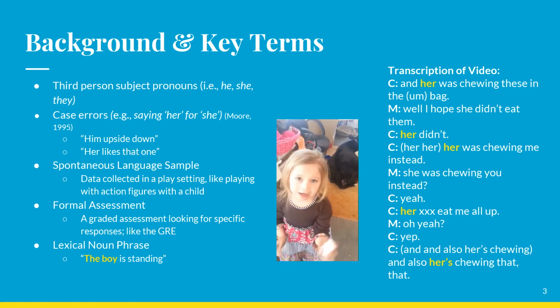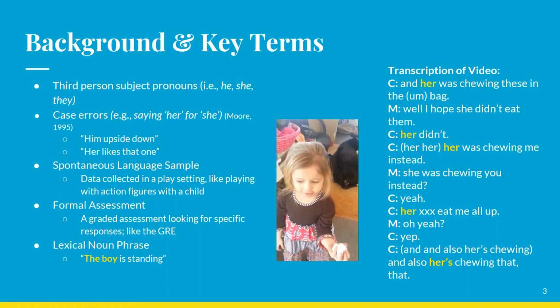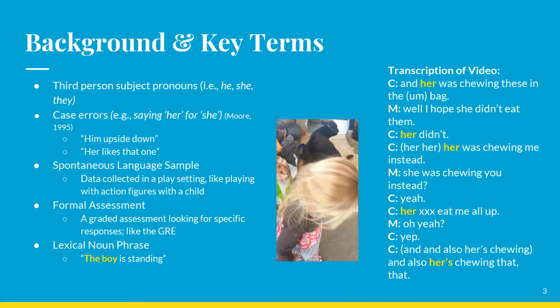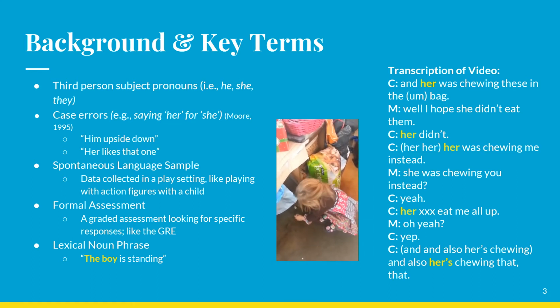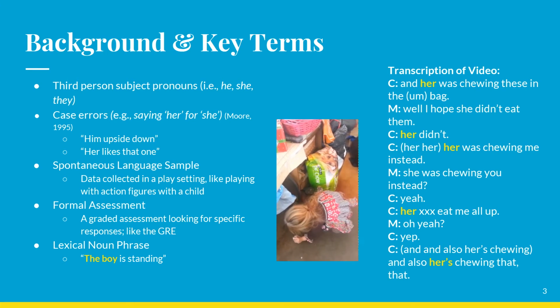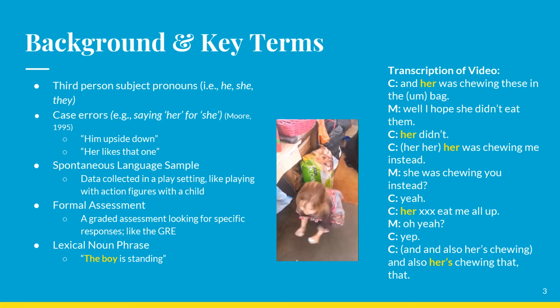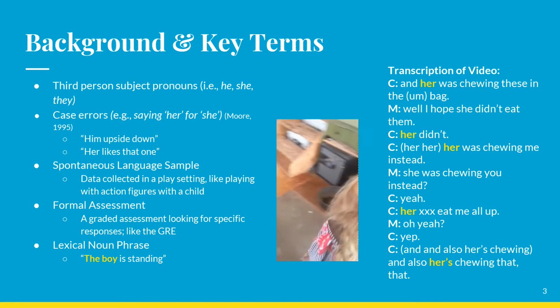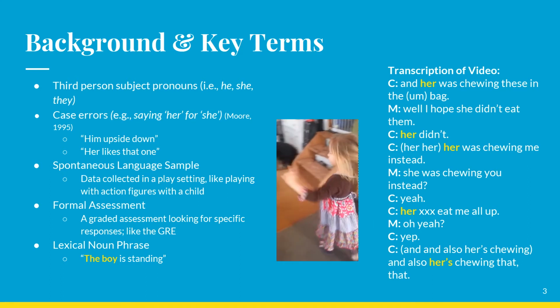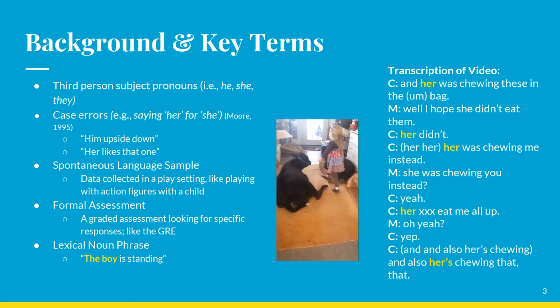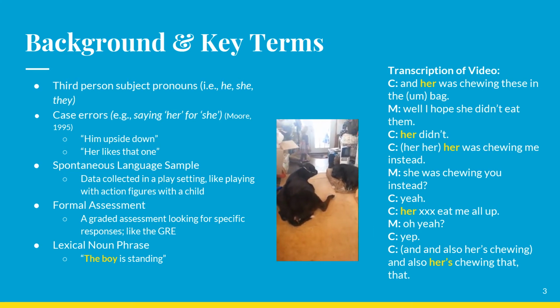In a spontaneous language sample, collected in a play setting, a formal assessment is a scored assessment looking for specific answers like the GRE or ACT. A lexical noun phrase is using a noun in place of a pronoun. For example, what I have in yellow, the boy in the swing was doing that, also is using a noun in place of the pronoun he.